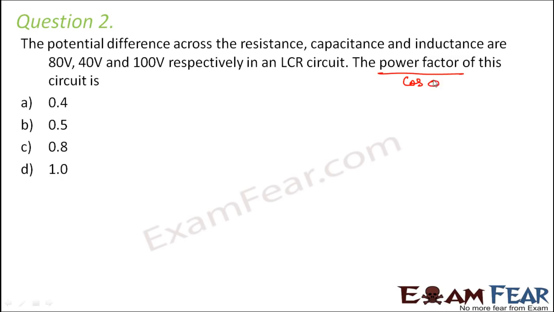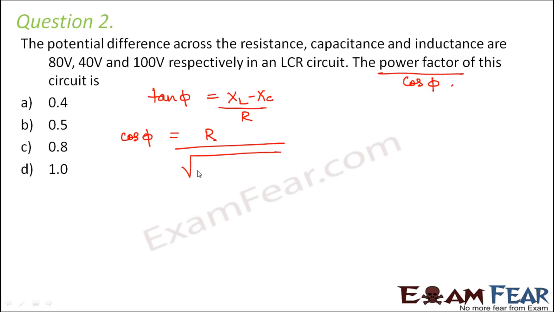Now this is an LCR circuit. In an LCR circuit, how do we calculate phi? Using this expression, tan phi is equal to XL minus XC divided by R. From basic trigonometry, we learned that tan phi is perpendicular by base. So if we have to calculate cos phi, that will be equal to base divided by hypotenuse, which is equal to base over the root of base square plus perpendicular square. So this is cos phi. But unfortunately, in this problem we are not given any of these values, resistance or capacitive reactance or inductive reactance.